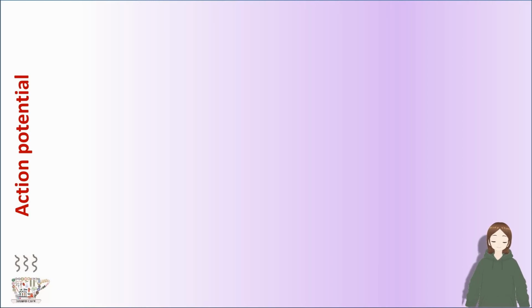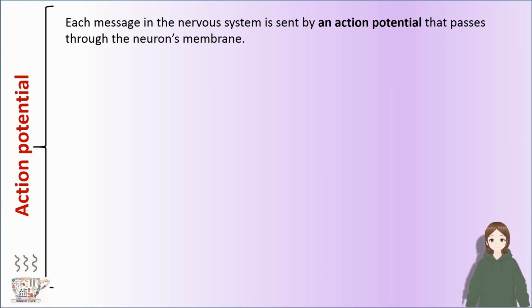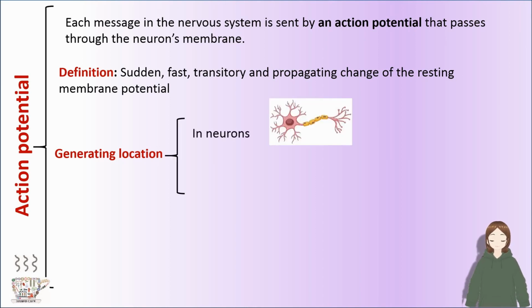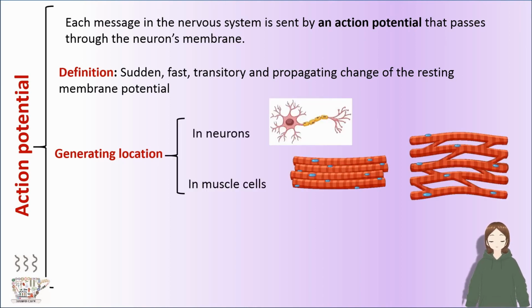Action potential. Each message in the nervous system is sent by an action potential that passes through the neuron's membrane. Definition of action potential: sudden, fast, transitory, and propagating change of the resting membrane potential. Generating location of action potential are in neurons and in muscle cells. You can see the shape of a typical action potential here.